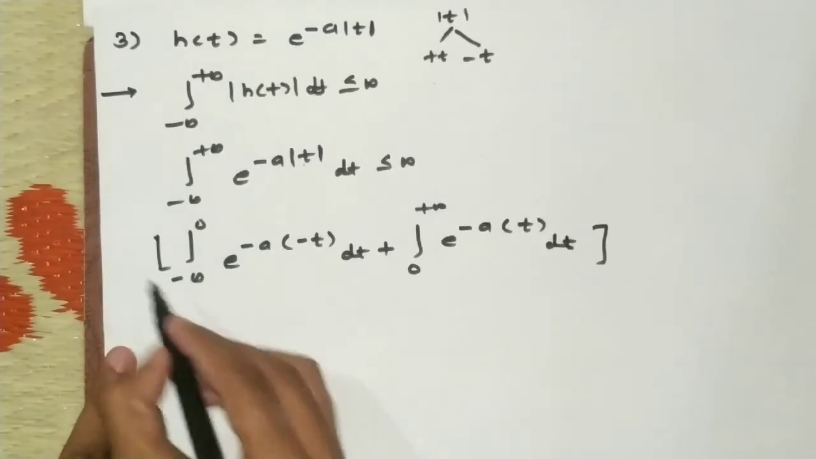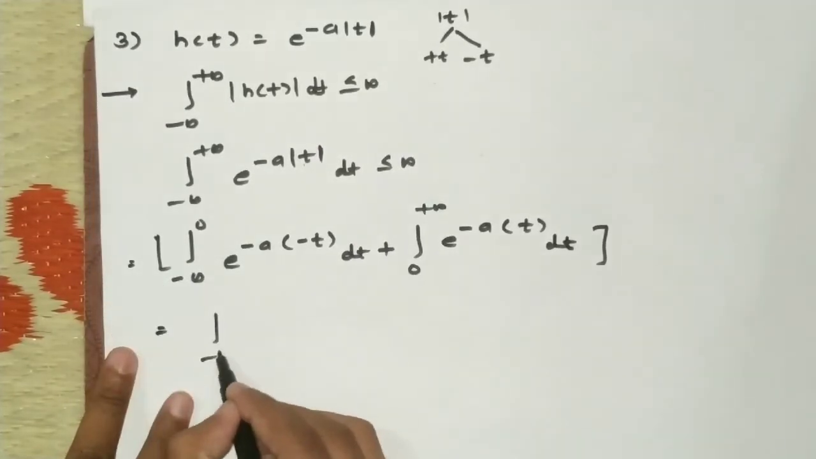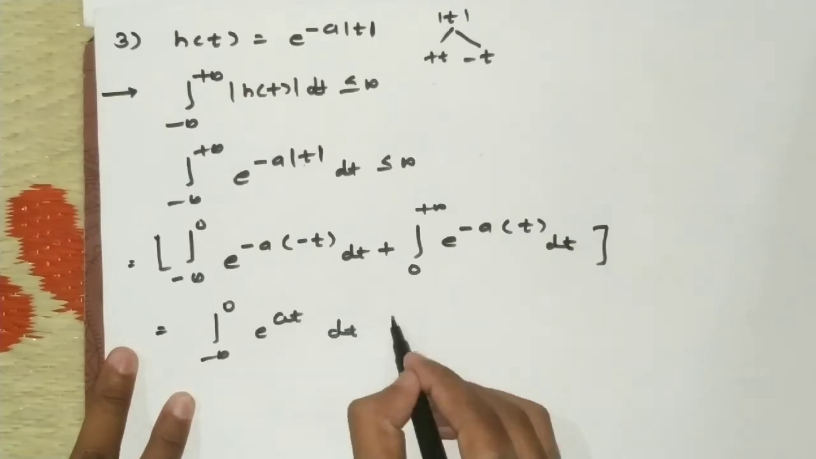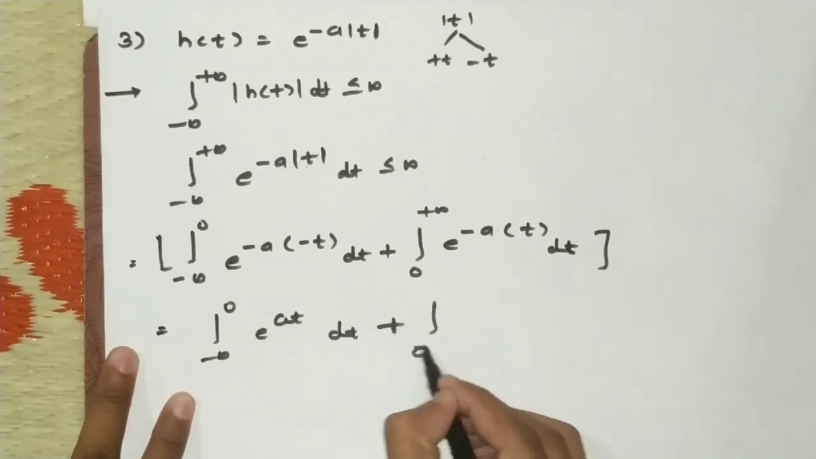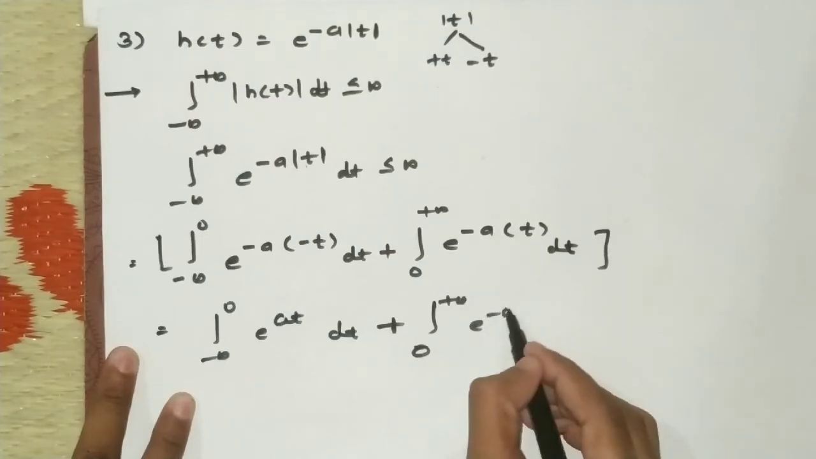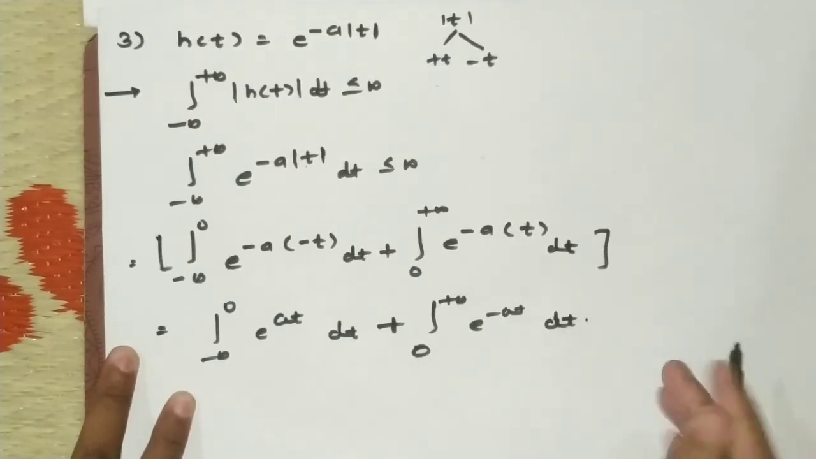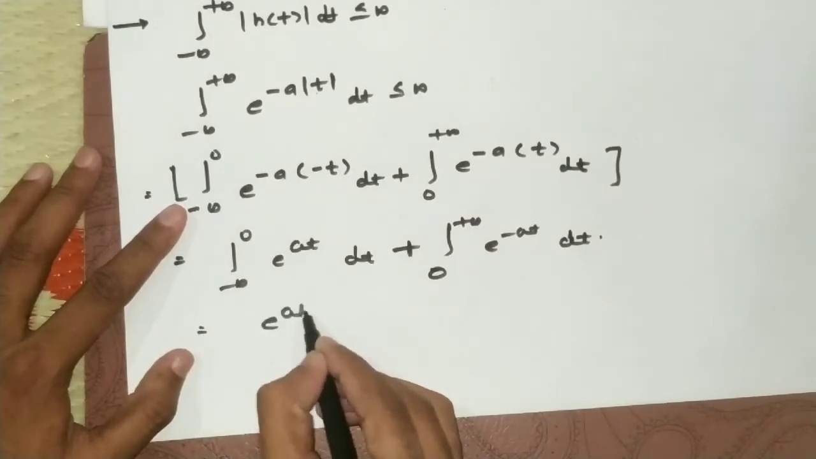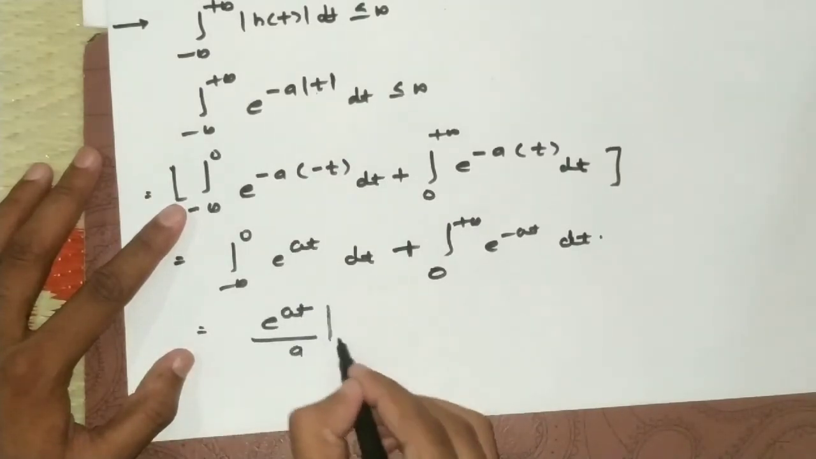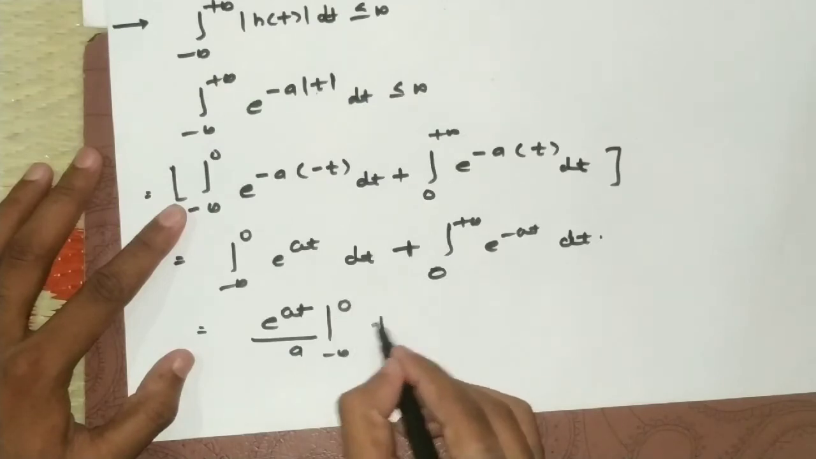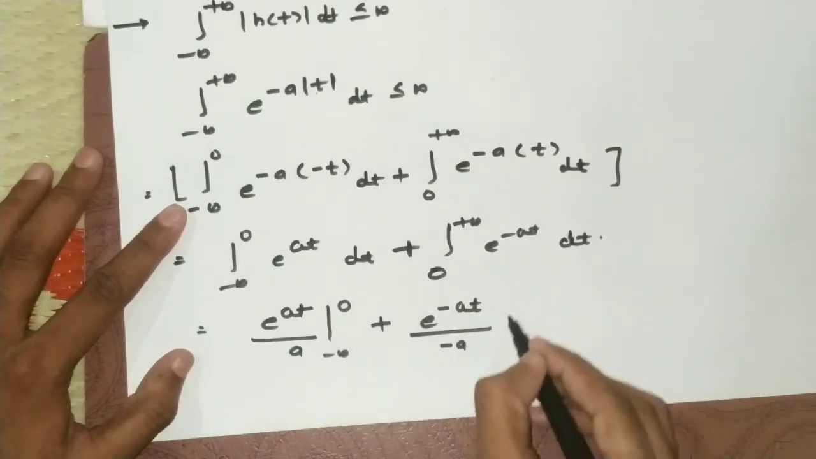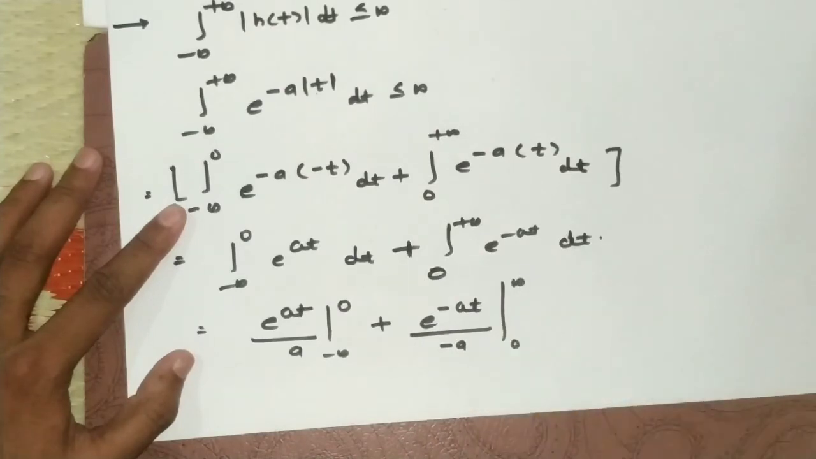Now we can simplify this term. This is minus infinity to 0, e raised to plus at dt, plus this is 0 to infinity, e raised to minus at into dt. We'll integrate this term: e raised to at divided by a, plus this is e raised to minus at divided by minus a, for the limit 0 to infinity.